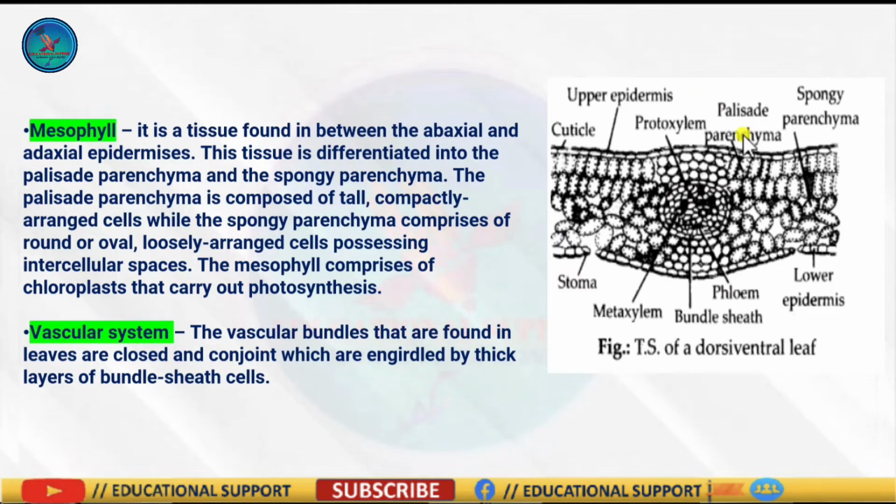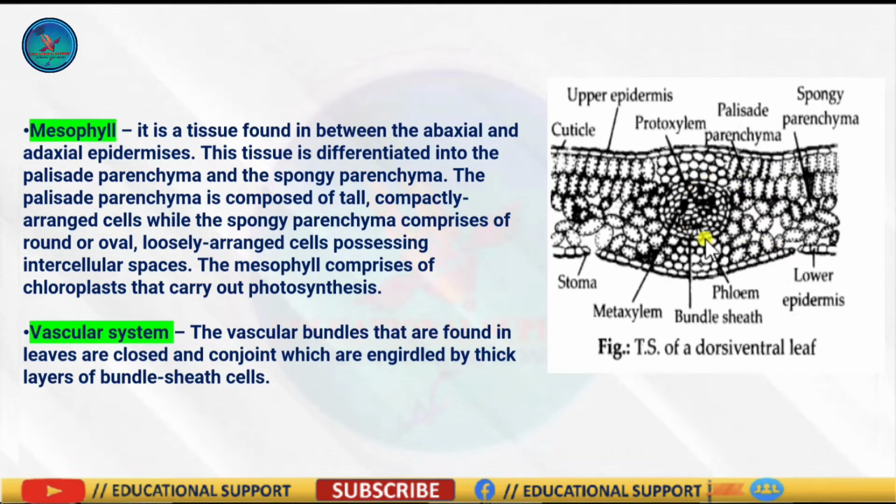Palisade cells are elongated columnar cells without intercellular spaces, and these have chloroplast in them and are generally arranged in two rows, two layers. You can see it very clearly. And the spongy parenchyma is found below the palisade parenchyma and is spherical or oval with intercellular spaces, and they also have chloroplast, but the number of chloroplasts is more in palisade parenchyma than spongy parenchyma.